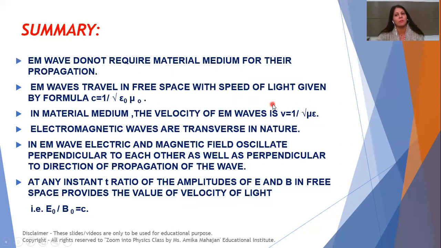So they travel with maximum speed in air or vacuum, and electromagnetic waves are transverse in nature because electric and magnetic field oscillations are taking place perpendicular to the direction of propagation of the wave. These oscillations are also perpendicular to each other. At any time, the ratio of the amplitude of the electric field and the magnetic field gives the value of the speed of light.